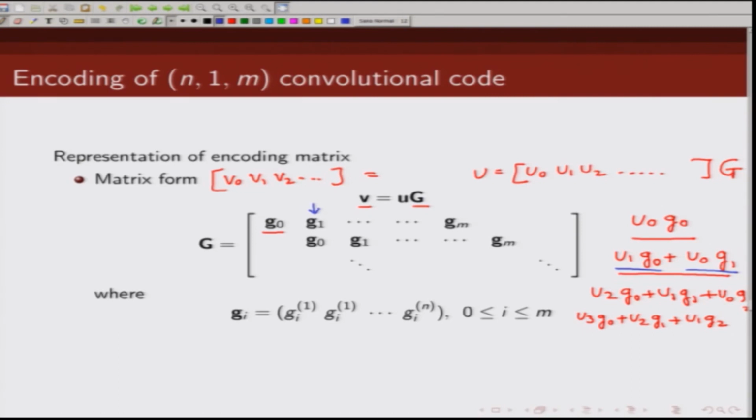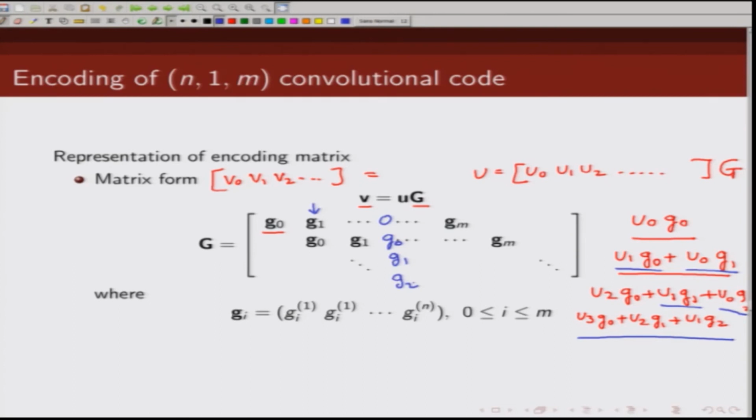Now, what is this third entry here? You can see U0 times G2, plus U1 times G1, and this is U2 times G0. Then further, if we look at this, we get U0 times 0 here, and then U1 times G2, and so this will be 0, G0, G1 and G2. In this case the memory order was M, that is why we are getting it like this.